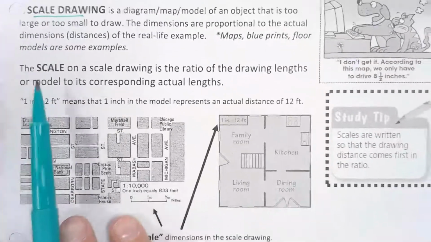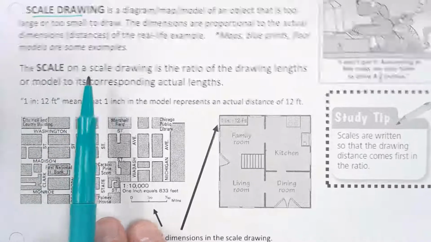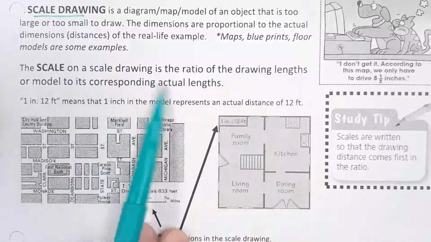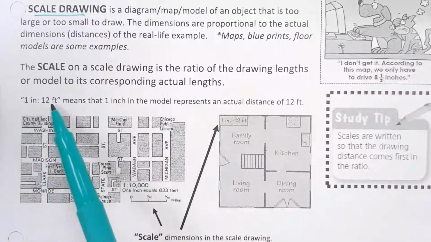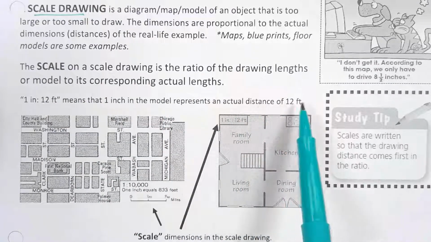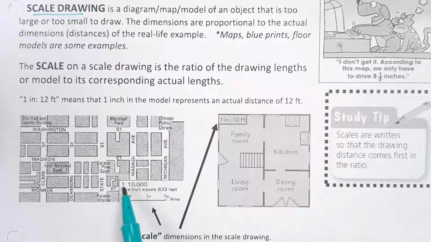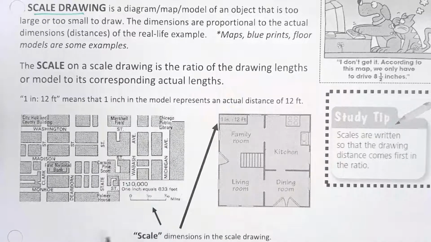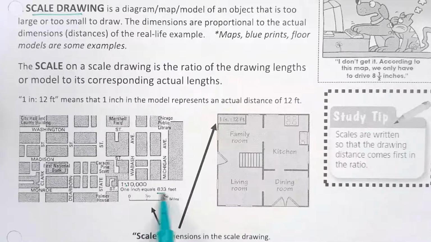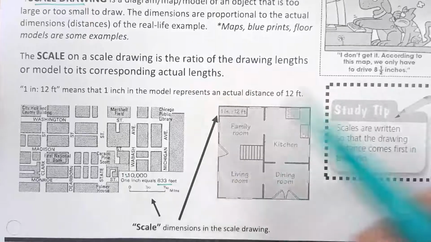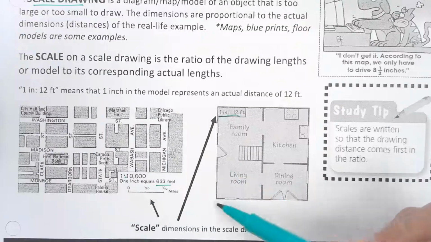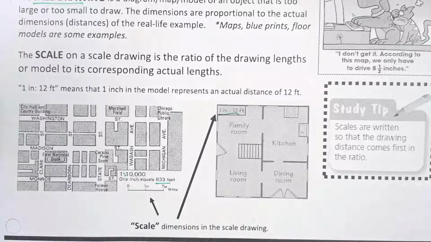Then when you create scale drawings, you have a scale on a scale drawing that is used for the ratio of the drawing lengths or model to its corresponding actual lengths. So 1 inch to 12 feet means that for every inch in the model represented, it has an actual distance of 12 feet. So for example, for this, it says 1 to a ratio of 10,000. So 1 inch would be equivalent to, and they put 833 feet. Or for example, for here, 1 inch is 12 feet. So for every 1 inch on this scale drawing, it is equivalent to 12 actual feet.